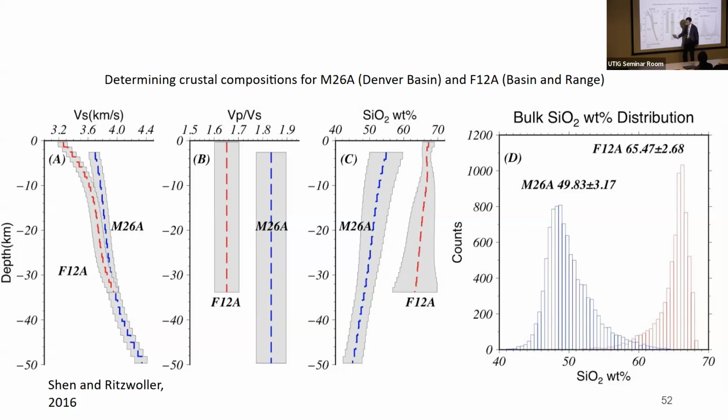We may assume this is constant, but you do not have to. You can actually change it so it varies with depth, as long as the average is the same as the estimate. But once you do that, you change the shape of this a little bit. The bulk silica content distribution stays relatively unchanged. It's a very stable estimate for the bulk crustal composition.